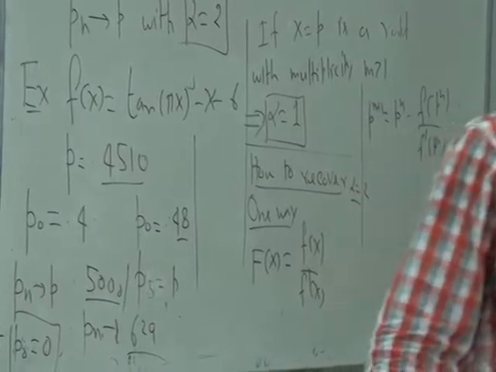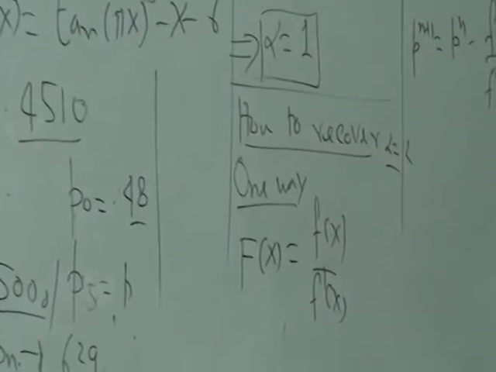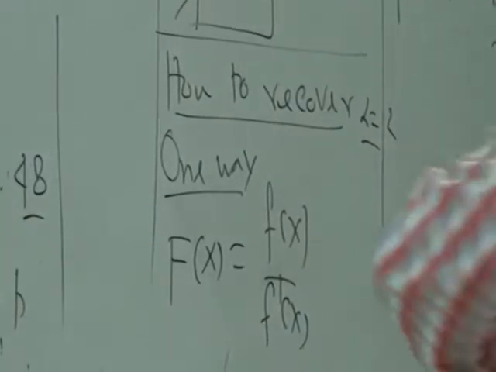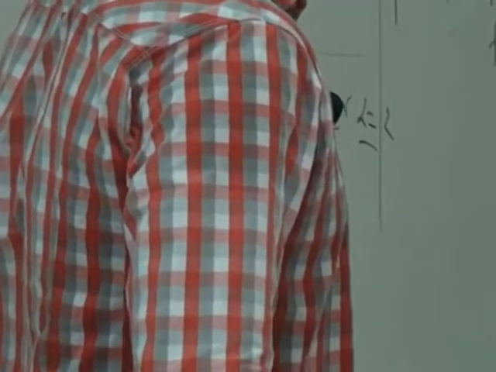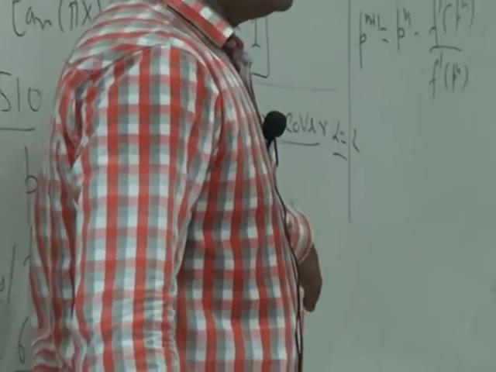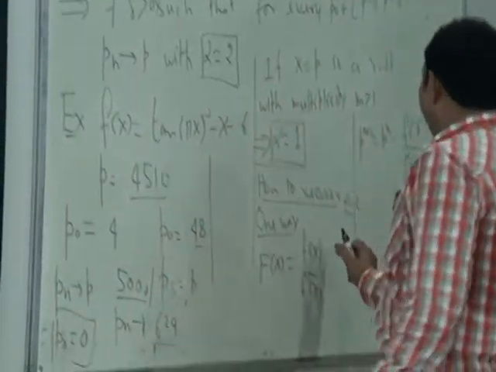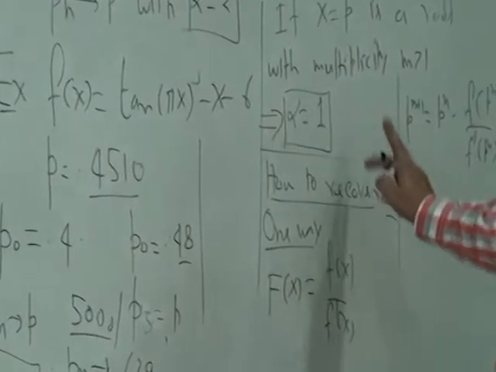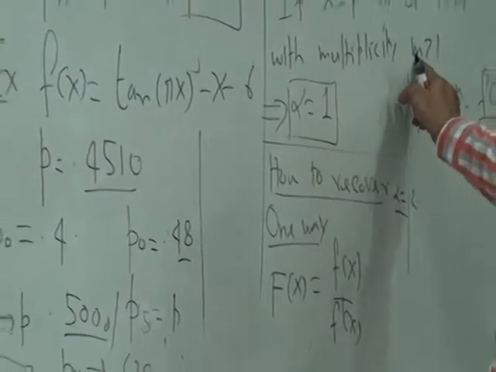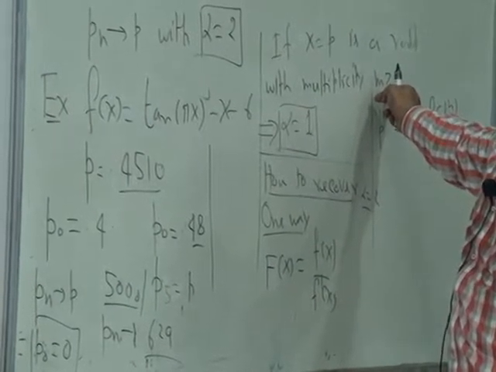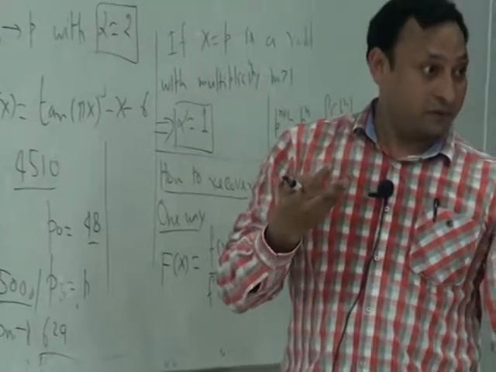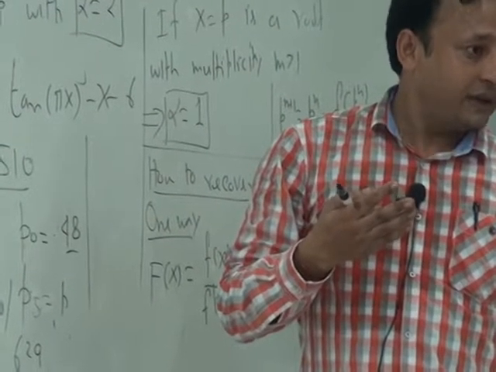Okay? Double. So if p is a root of this, it is definitely a root of this also, right? That's all. I can prove that. So f has a root p with multiplicity greater than 1, correct? That means f dash p will definitely be 0.